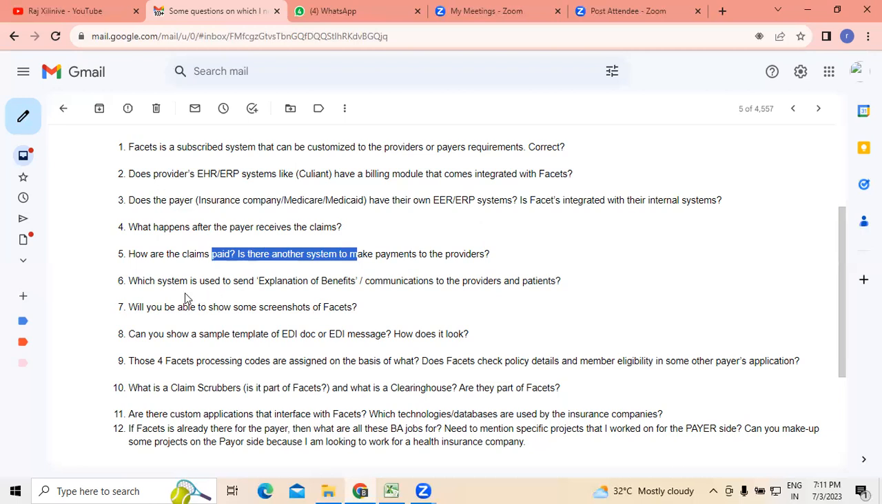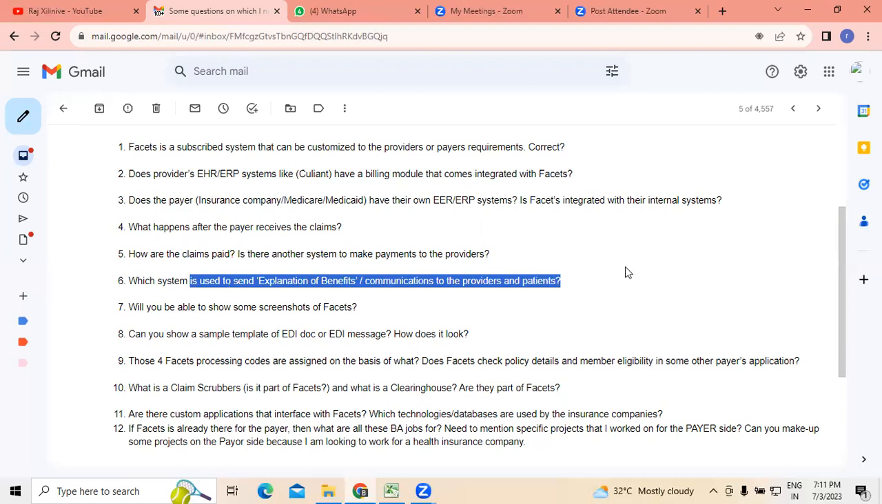Next question. Which system is used to send EOB communication to the providers and patients? Usually it is not the case. For example, explanation of benefits and everything, insurance companies, because a person who has given a request to the insurance company, saying please insure me, right? So whenever they have accepted, they have to provide all the benefits. There is no separate system we use for that.